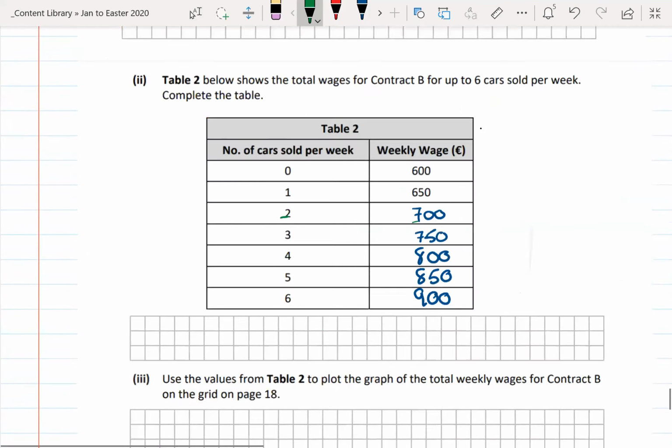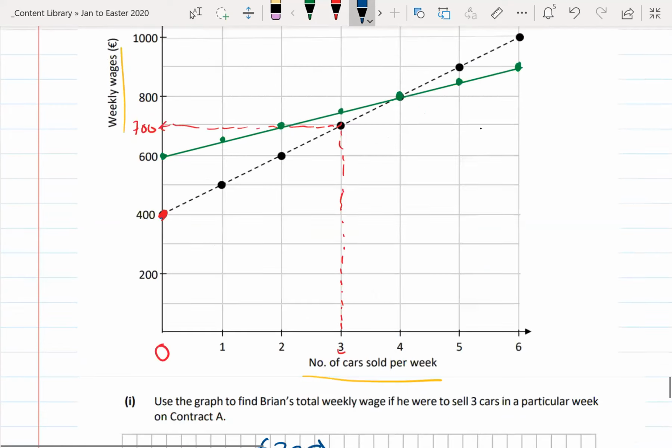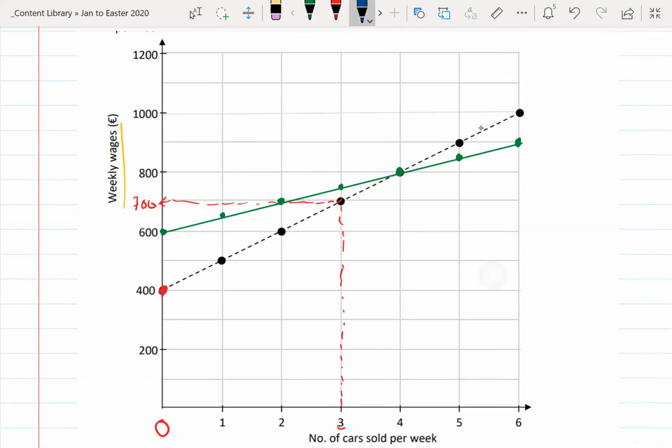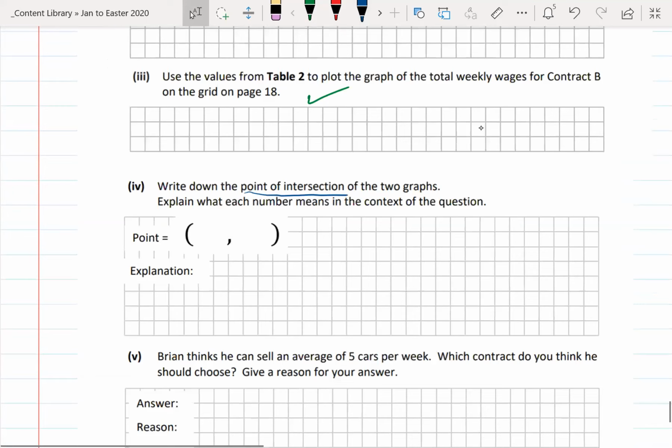Write down the point of intersection of the two graphs. The point of intersection means where the two graphs intersect each other or connect with each other. So that happens right there. So you always read from down here first. So it's 4, 800. Explain what each number means.